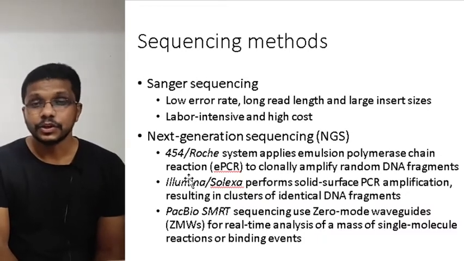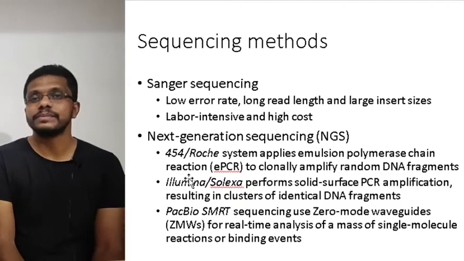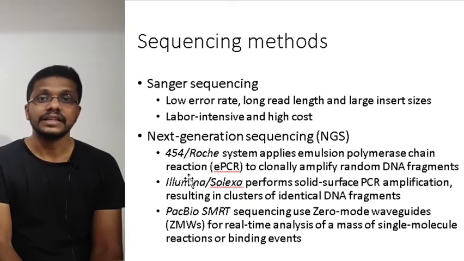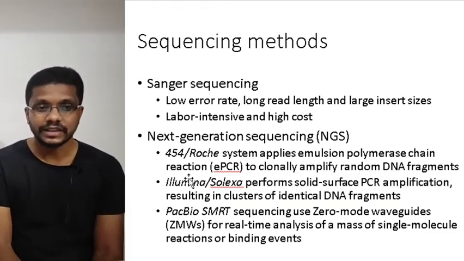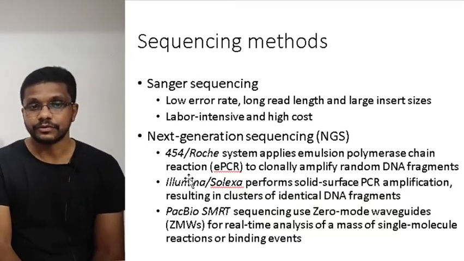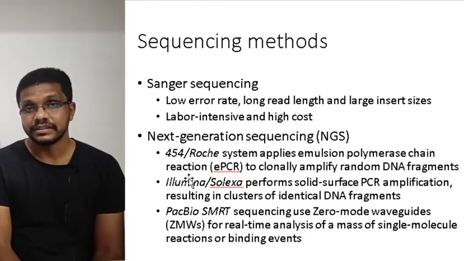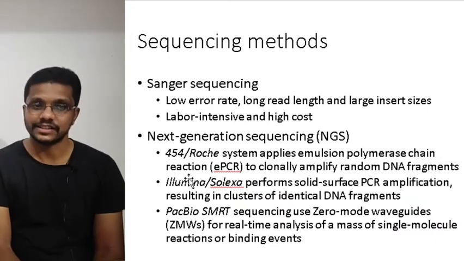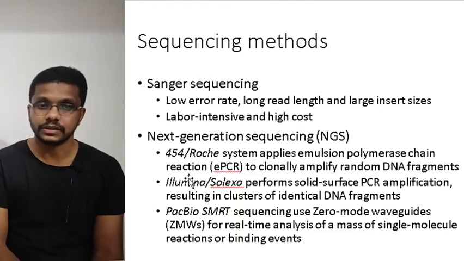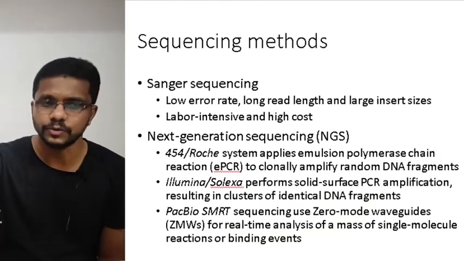With next gen sequencing, a huge amount of DNA can be sequenced in a very small amount of time, and all of the machines are automated, so manual labor is not there, and it is comparatively much less expensive. There are different systems for next gen sequencing, which include the 454 Roche system, which uses emulsion polymerase chain reaction, Illumina, which is surface immobilized DNA sequencing, or the PacBio SMRT system, which uses zero-mode waveguides for real-time analysis of DNA sequences. So different types of next-gen sequencing can be used in metagenomics.